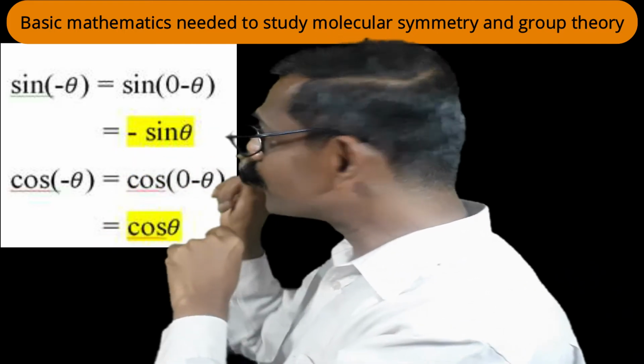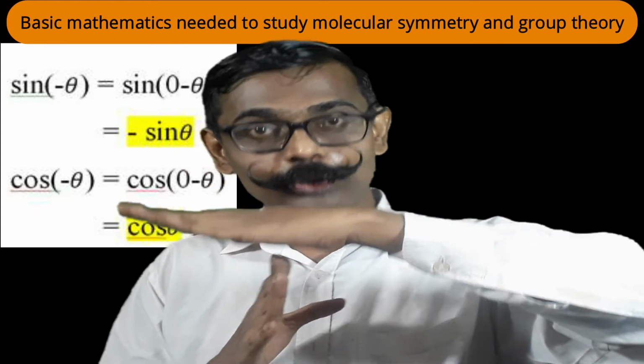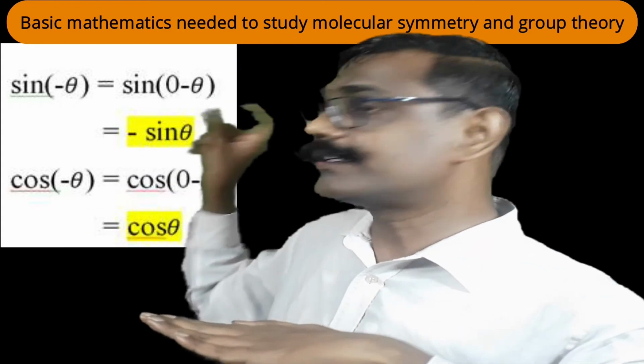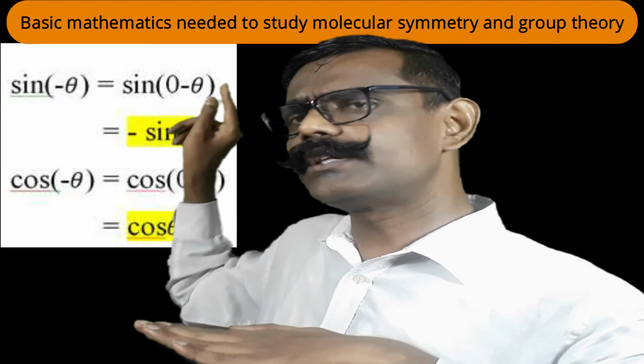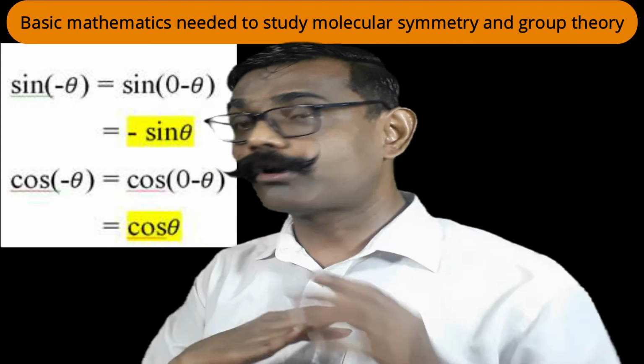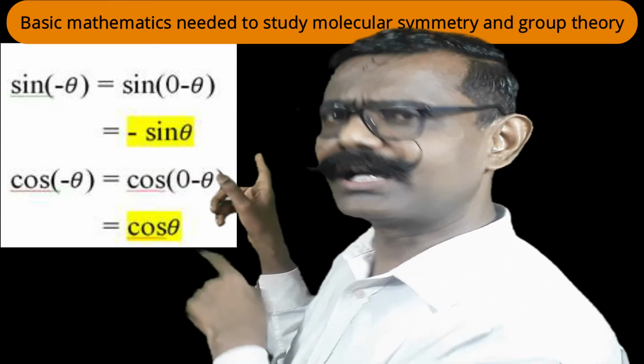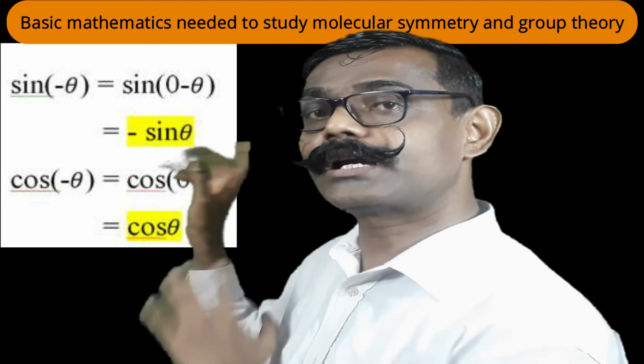Minus theta means what we will write? 0 minus theta. 0 means no change in axis, so the function will remain as it is, sine, and theta is there, so we will write theta. 0 minus theta is in the fourth quadrant, and in the fourth quadrant sine is negative. Therefore, sine minus theta is minus sine theta. Similarly, we will understand cos minus theta is cos theta.